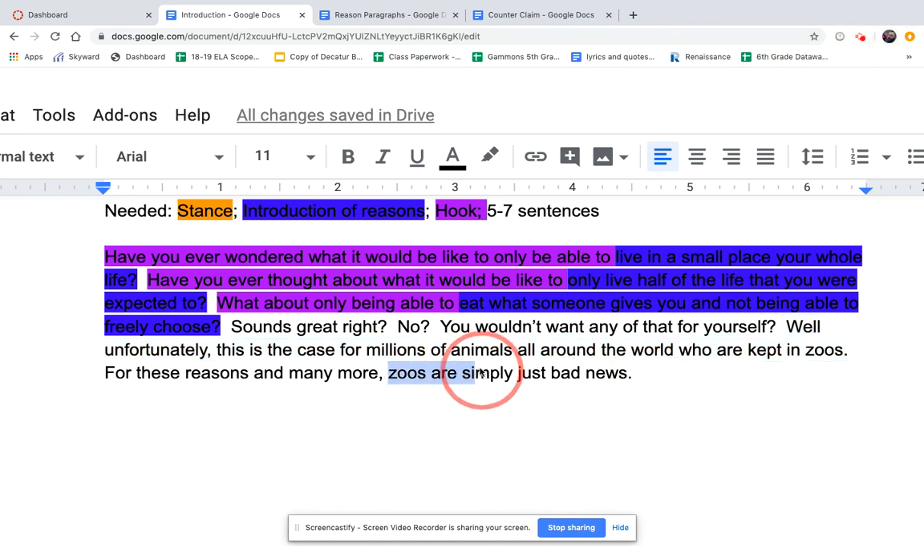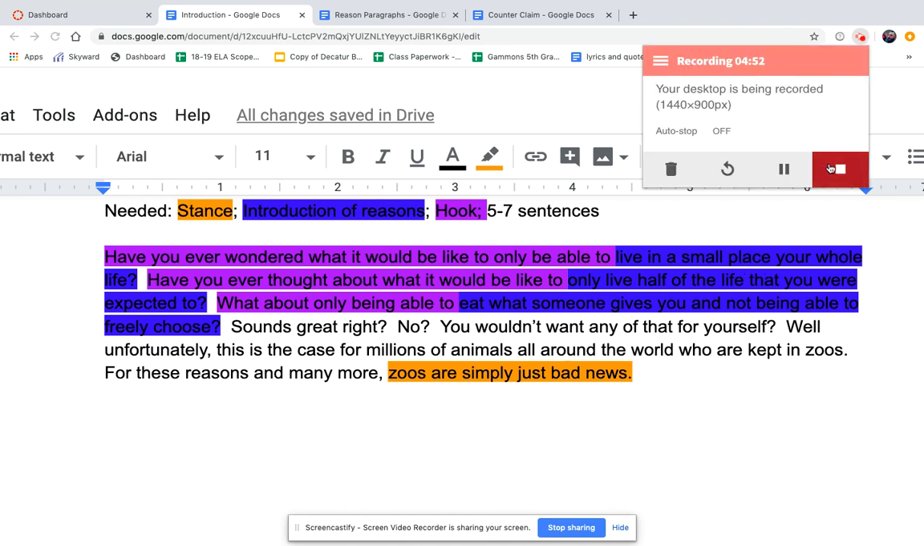Right over here, we have the stance. That's what you believe. I decided to end my paragraph with it. You can start with it. But either way, you need to make sure that you have all three. You need to have a hook, introduction of reasons, and you need to have a stance. All right? Great. Go ahead and enjoy writing your introduction.